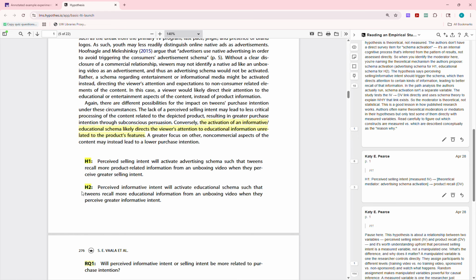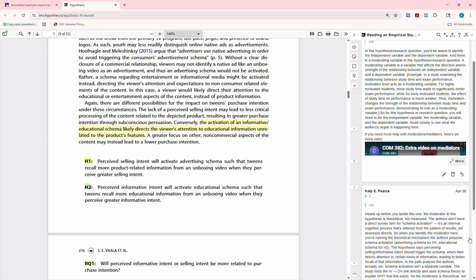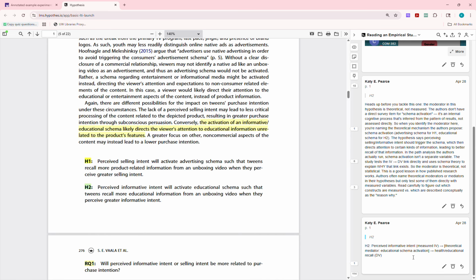H2 is pretty similar. I'm just going to scroll down here. Perceived informative intent will activate educational schema. This is basically the same idea, but instead of the kids perceiving that they're trying to sell them something, the kids perceive that this is something educational or informative. The more the kids think that this is educational, their little brains are going to consume this like it's educational content, and then they'll remember more educational information. Again, this is a measured variable, and they're measured basically at the same time, but these are their first 2 hypotheses.